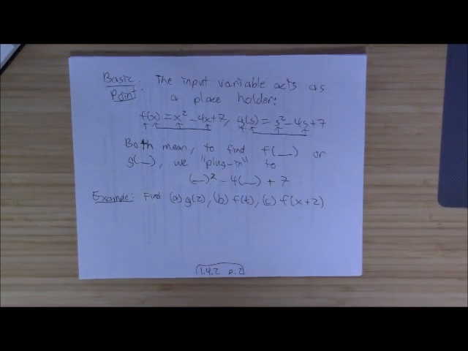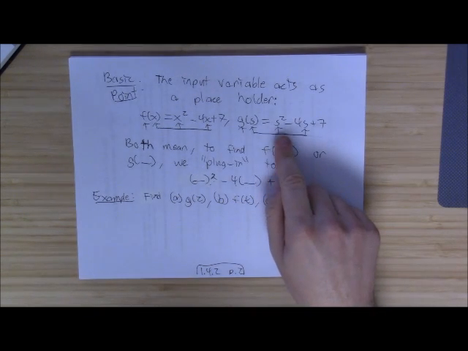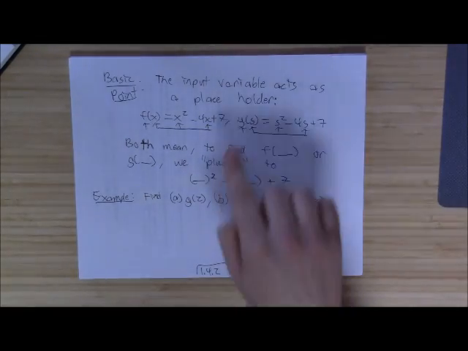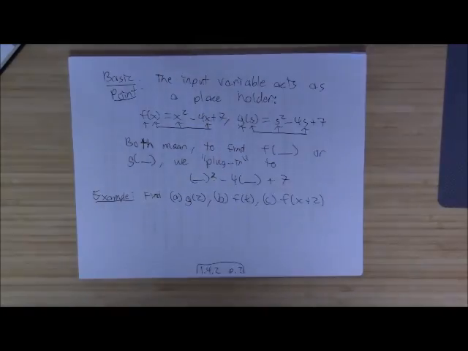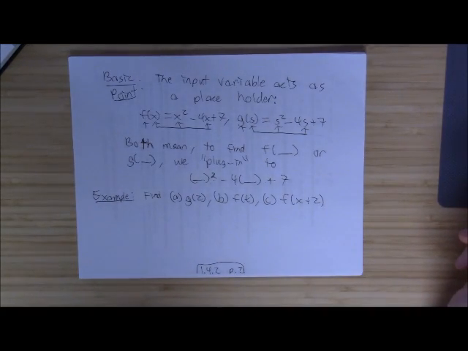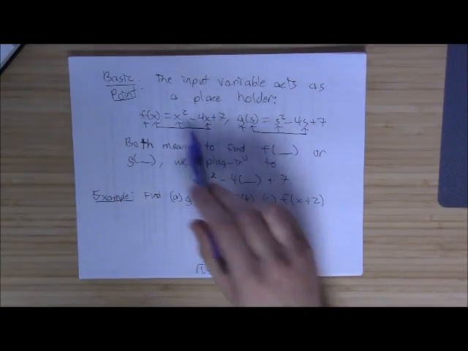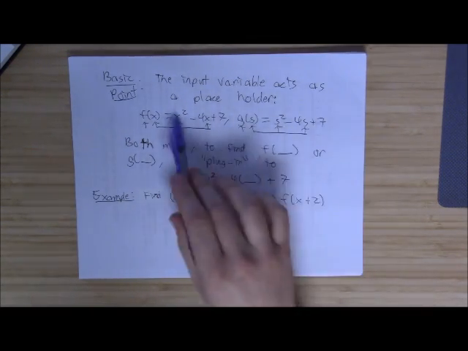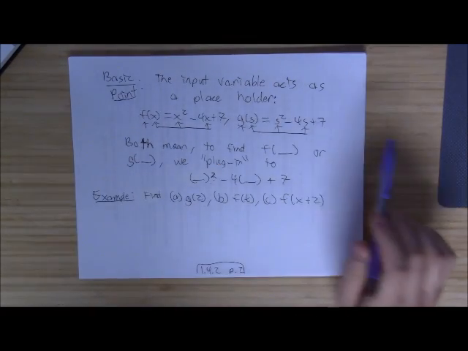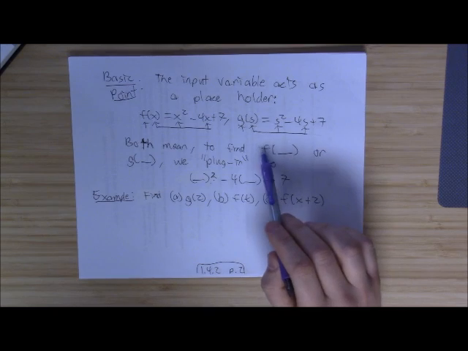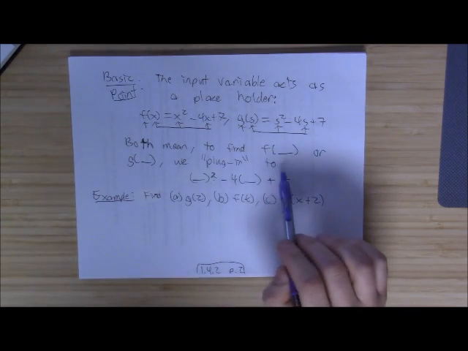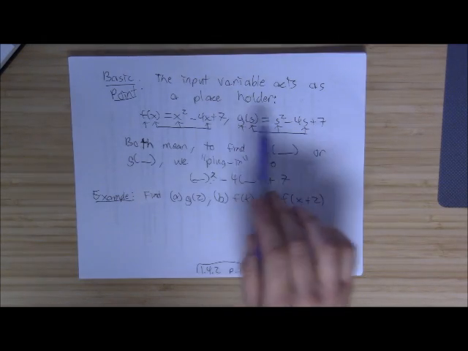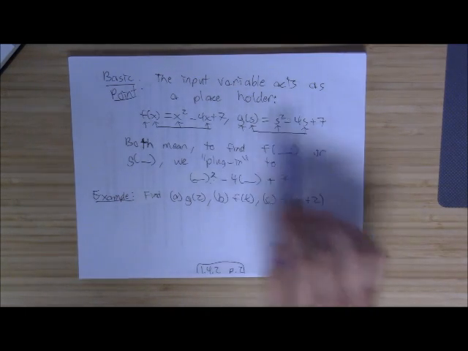The important thing to remember in all of this is the following basic point, which is that really the input variable x here, or s as the case may be, acts as a placeholder. And f and g are also just placeholders for the function's notation, namely the output. Both of these mean, as you can see, that the negative 4 and the 7 and all the additions and subtractions occur in the same way, just the variables change, the letter names. Both of these mean here to find f of blank or g of blank, we plug in blank squared minus 4 times blank plus 7.